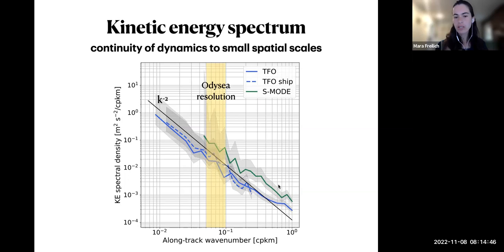And I just want to point out, since this is the Odyssey webinar, the Odyssey resolution approximately will fall in the middle of this spectral range. And so in this analysis, I'll be looking at some dynamics that would be below the scale, some dynamics above the scale. Since this is a red spectrum, I think this is good news for Odyssey and being able to observe a substantial part of the kinetic energy.